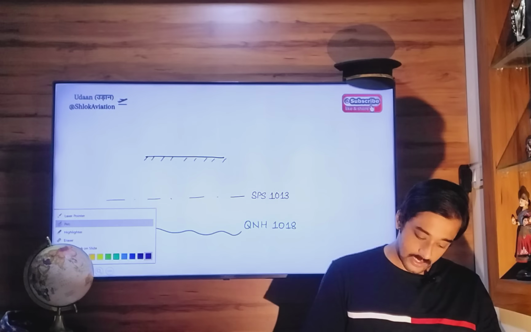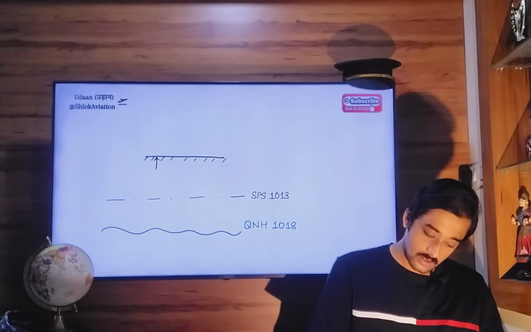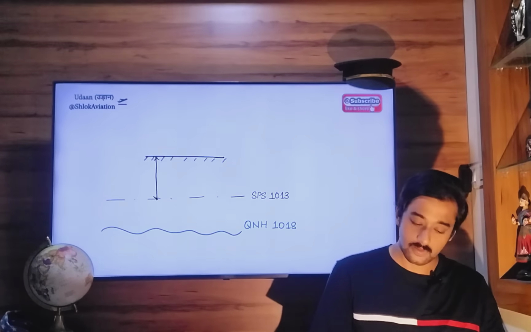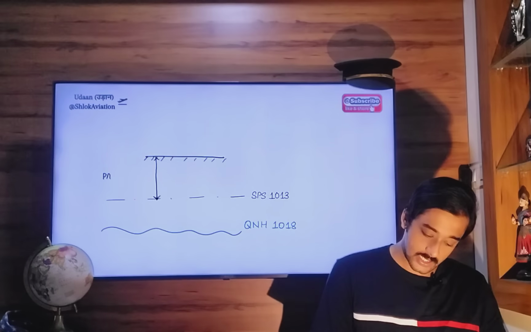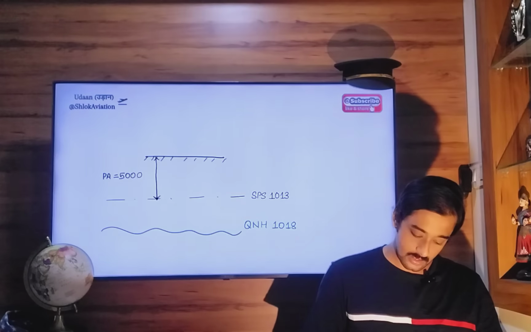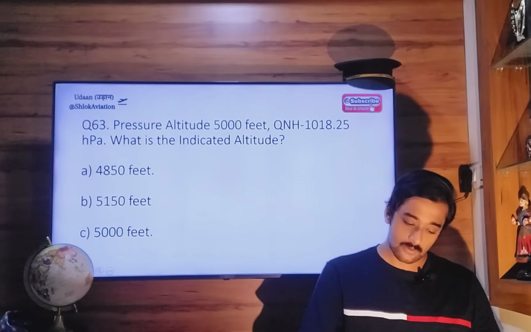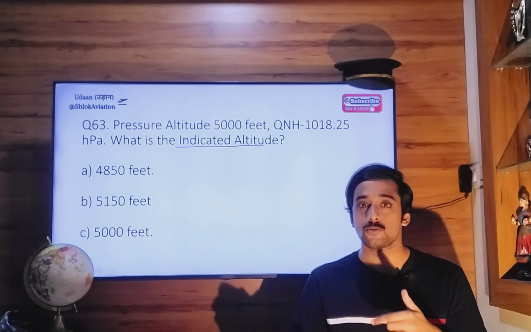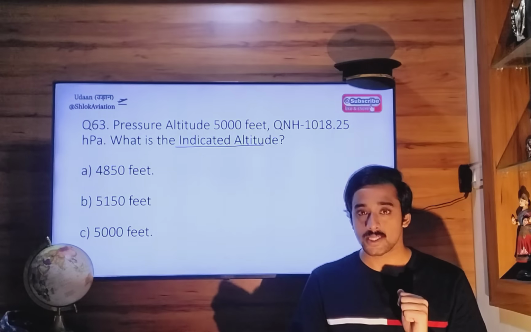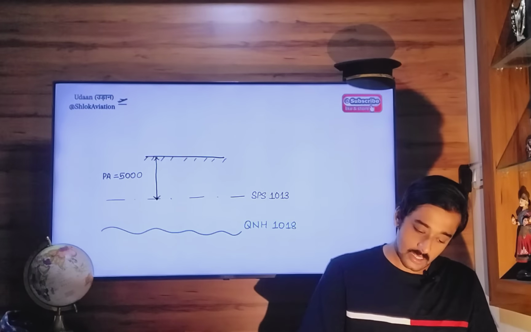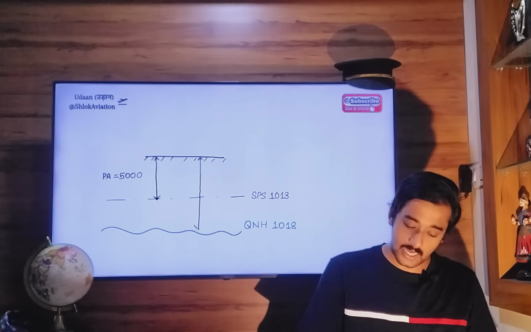The pressure altitude of this airport will be measured from the standard pressure setting 1013, and pressure altitude here is equal to 5000 feet. QNH is 1018, what will be the altitude indicated? In order to get altitude indication, you will have to put the QNH value in your altimeter setting window. So altitude will be measured from the QNH datum.